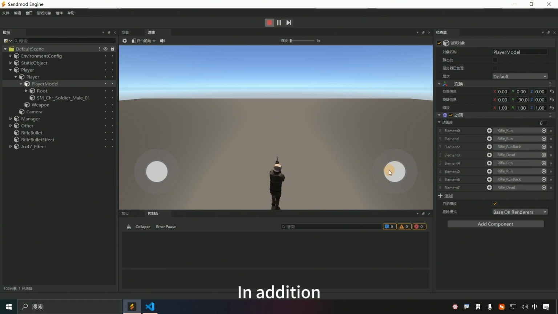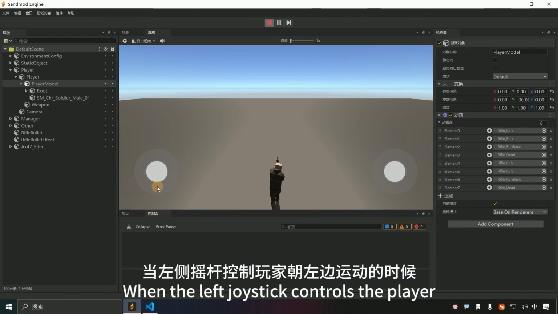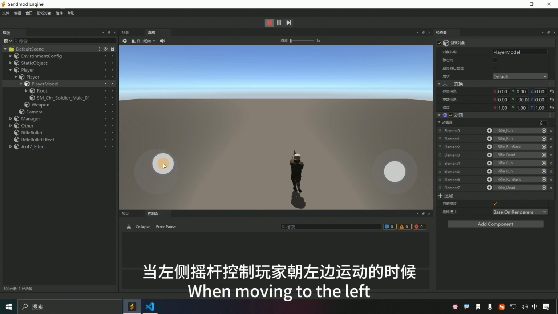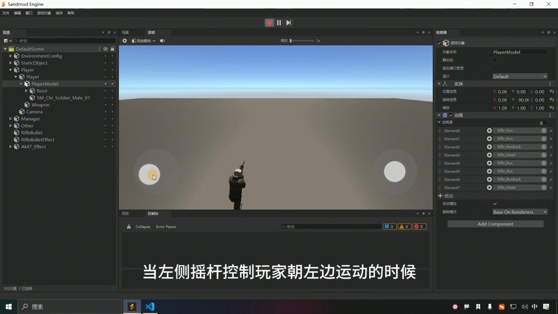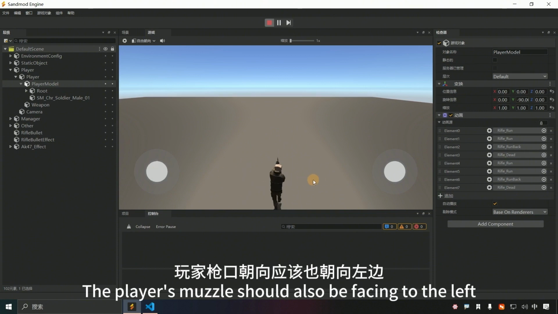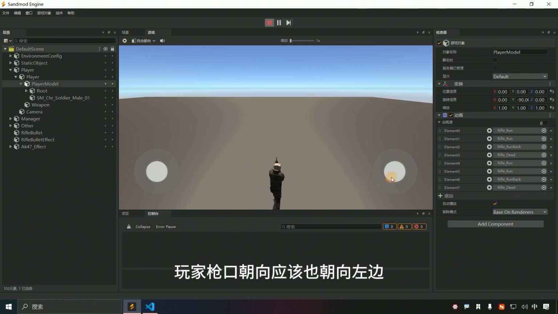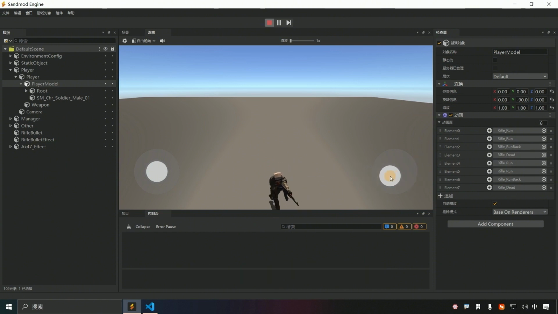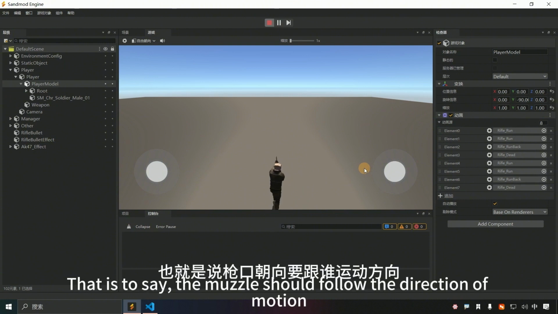In addition, when the left joystick controls the player, when moving to the left, the player's muzzle should also be facing to the left. That is to say, the muzzle should follow the direction of motion.